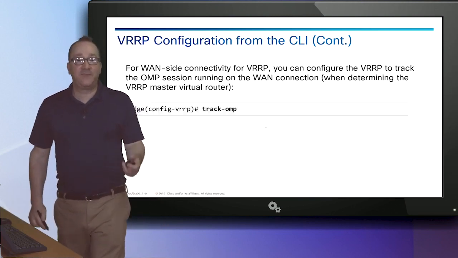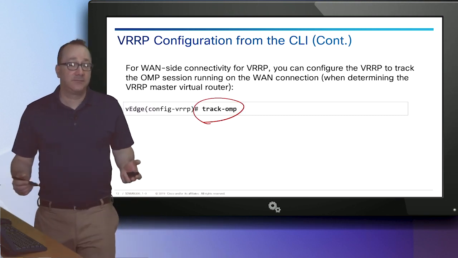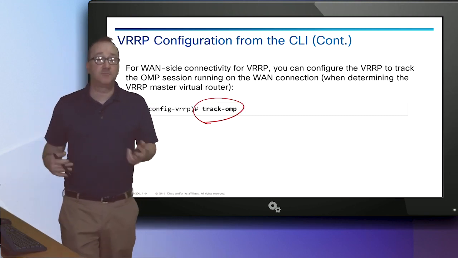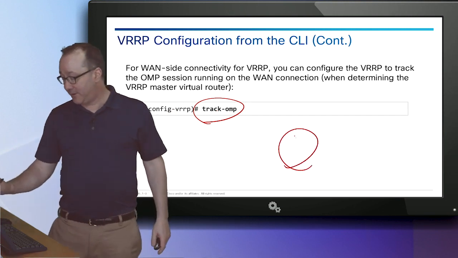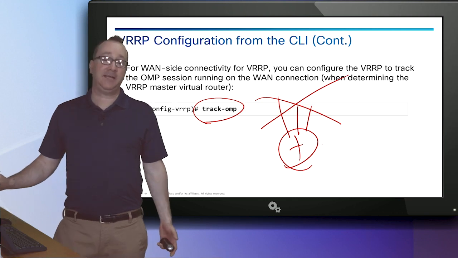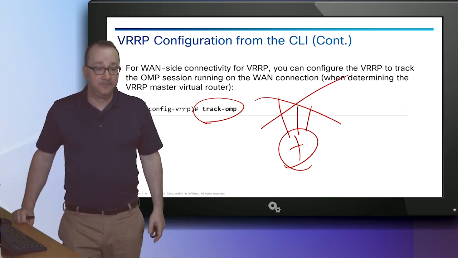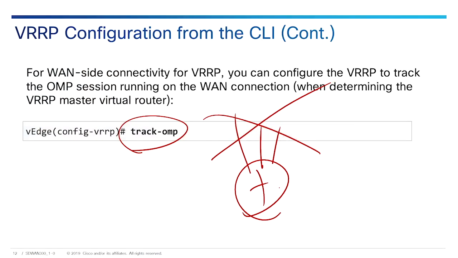We can also configure it to track OMP, right? So let's say I'm a master and I have tracking OMP and I lose my OMP routes. So I'm a router and all my OMP routes go away. Well, I don't want to be the master anymore if I can't provide any services. So let's take ourselves out of the equation. This way a new master will automatically be selected based on priority value.